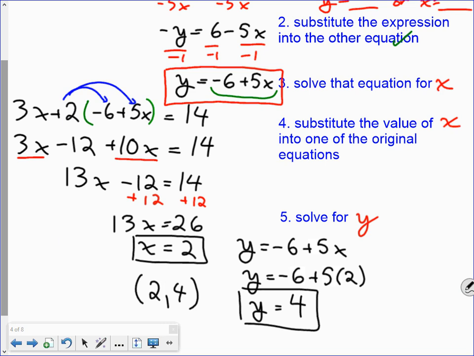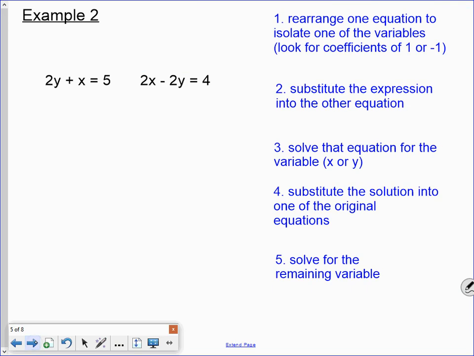So let's take a look at a second example, and then we'll give you one that you can try on your own. Here we've got 2y plus x equals 5, 2x minus 2y equals 4, and we've got the same steps listed above. Rearrange one equation to isolate one of the variables. So I think in this one, we're going to try to isolate this x here. It's the one that's looking a little lonely all by itself. So I'm going to bring the 2y to the other side just by subtracting 2y from both sides. That's going to get us x equals 5 minus 2y.